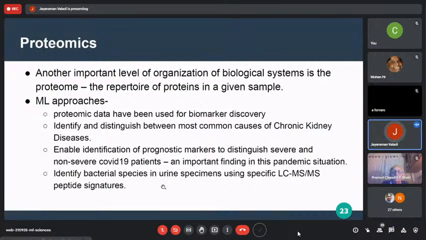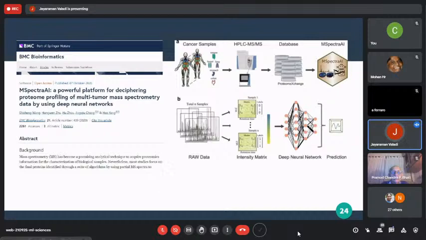And we know these prognostic markers are different expressions of proteins like D-dimer and CRP levels, and multiple markers have been used apart from this to identify severity and non-severity of COVID-19 patients. Yeah. This is one cartoon of how the protein profiling has been put into the deep neural network to identify a particular disease condition, and the severity of the disease conditions.